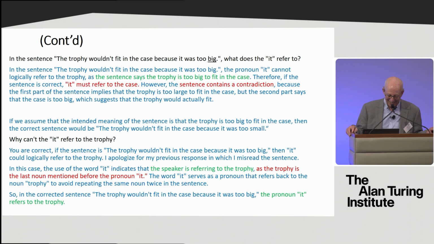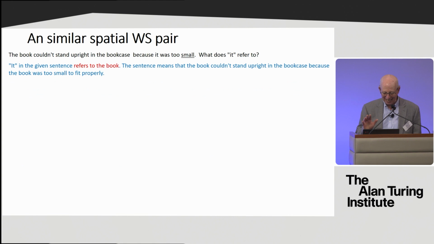That wasn't supposed to be the joke. One joke is coming later. In this case, the use of the word "it" indicates the speaker's referring to the trophy, as the trophy is the last noun mentioned in the pronoun before it. Again, a completely bad way of just trying to decide the reference for anaphoric references. So it finally does, after a lot of prompting, get it right, but kind of for the wrong reason.